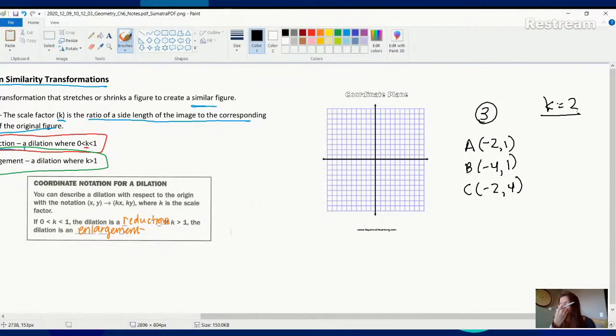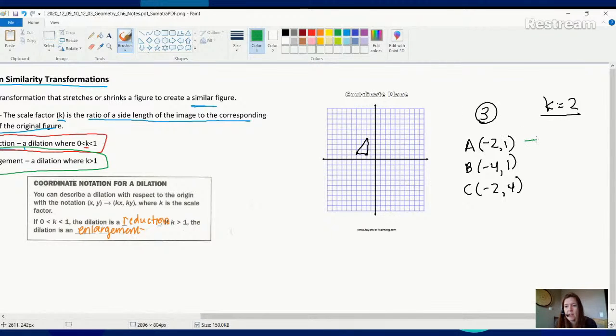So knowing that we have a scale factor of 2, I know that's going to be an enlargement because I'm doubling all the sides, right? All right, so first thing you want to do is plot your original figure. So A is at -2, 1. That's A right there. B is at -4, 1. And C is at -2, 4. 2, 3, 4. There we go. So that's my original figure. I would put my A, B, and C on there, but it's going to be really small, hard to see.